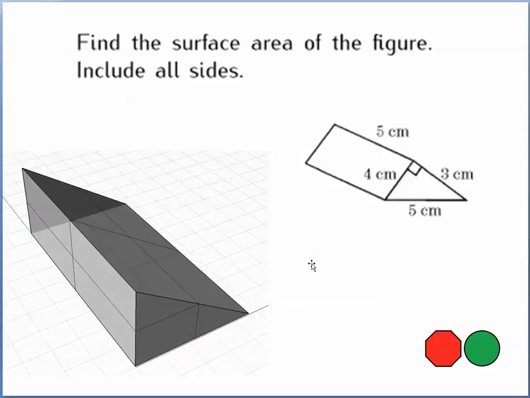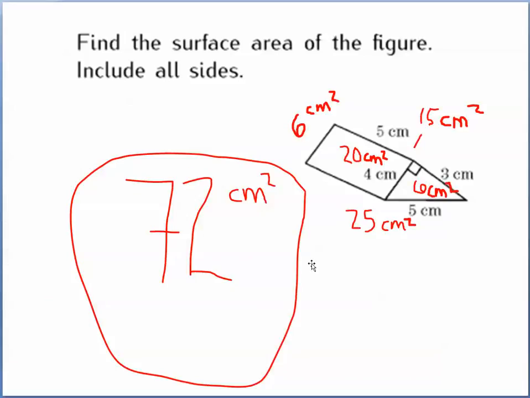Okay, let's see how you did. Well, if you came up with 72 centimeters squared, you're doing it right. This surface right here is nothing more than 5 times 4, and so that's 20 centimeters squared. The backside that you can't see here is 5 times 3, so that's 15 centimeters squared. The bottom of this would be 5 centimeters by 5 centimeters, or 25 centimeters squared.